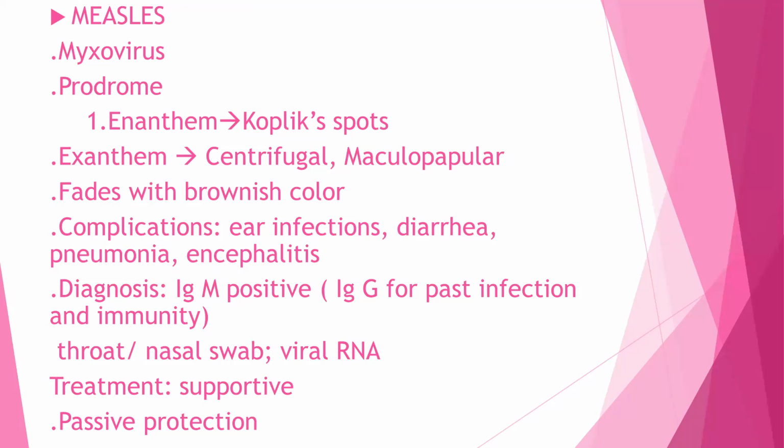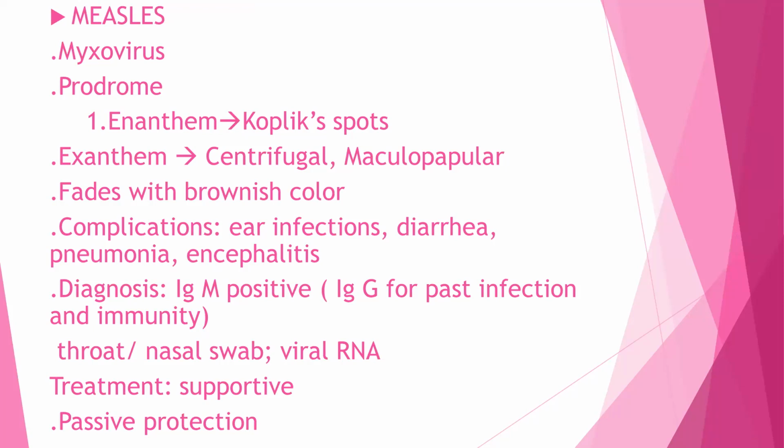The lesions start centrifugally, usually behind the ears, on the forehead or the limbs, and then they spread centripetally to involve the abdomen or trunk. Maculopapular rash fades with brownish coloration. Only one crop is present at one time, so it's a monomorphic type of reaction.